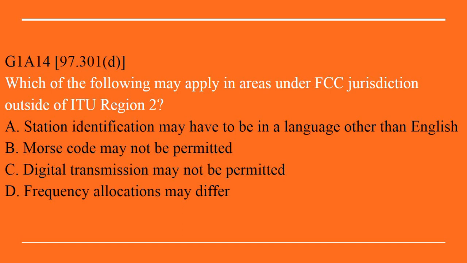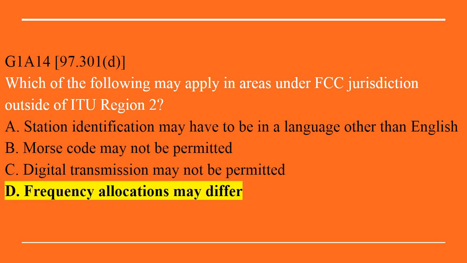G1A14. Which of the following may apply in areas under FCC jurisdiction outside of the ITU Region 2? A. Station identification may have to be in a language other than English. B. Morse code may not be permitted. C. Digital transmissions may not be permitted. Or D. Frequency allocations may differ. D. Frequency allocations may differ.